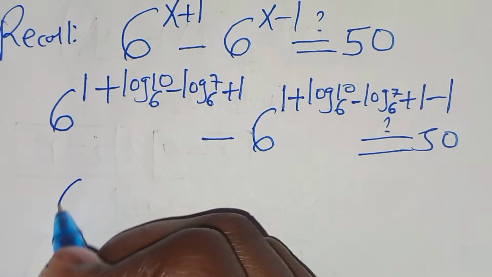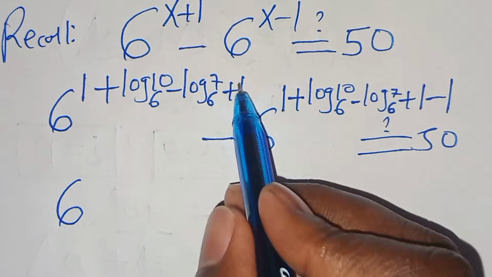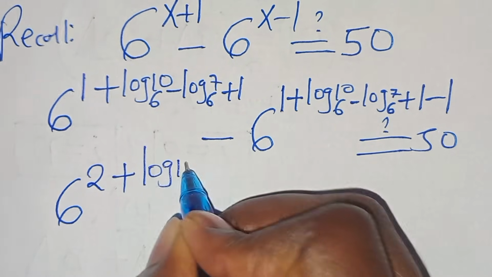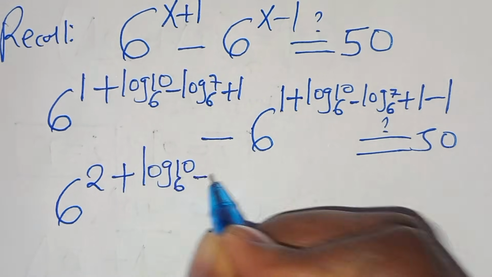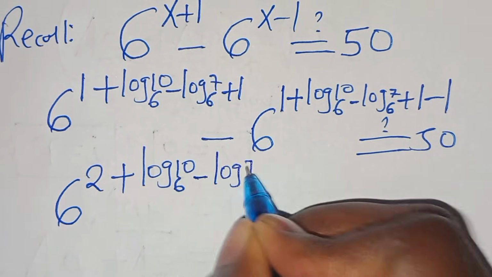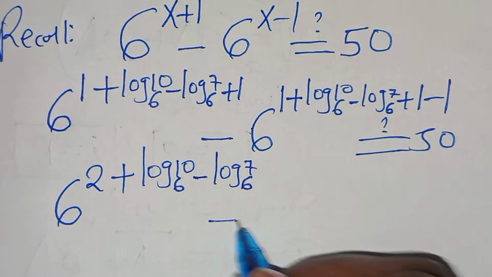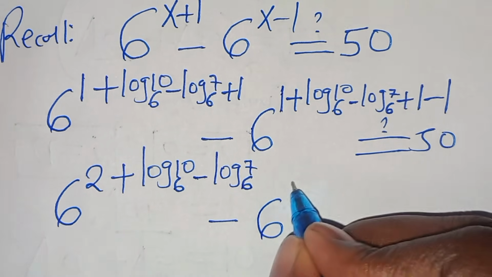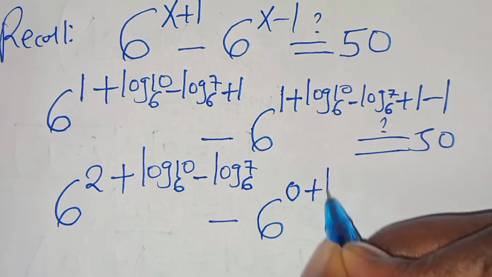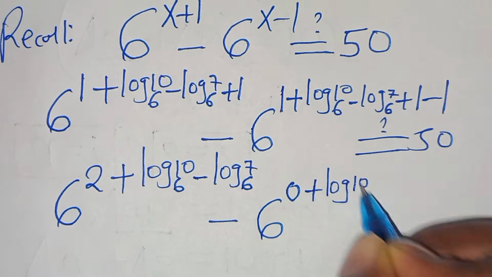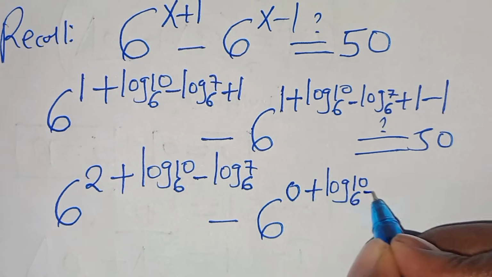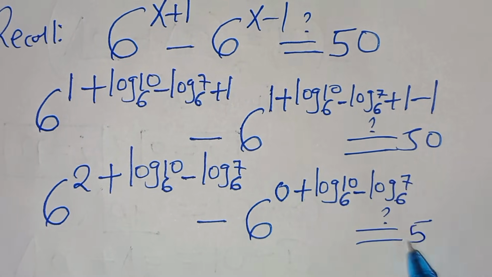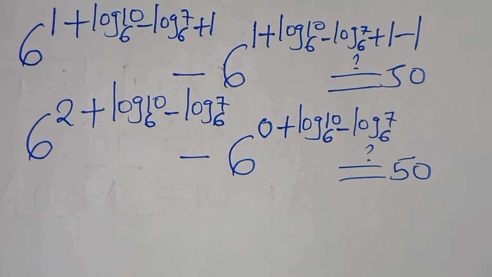So this means we have 6 to the power of 1 plus 1. This is 2 plus log 10 to base 6, then minus log 7 to base 6, subtract 6 to the power of 1 minus 1. This is 0, then plus log 10 to base 6, subtract log 7 to base 6. This is supposed to give us a value of 50.